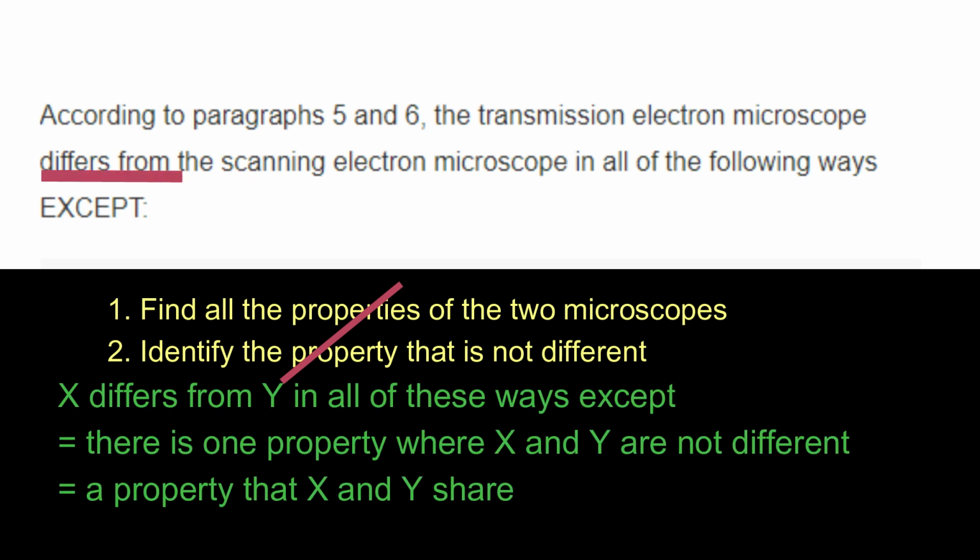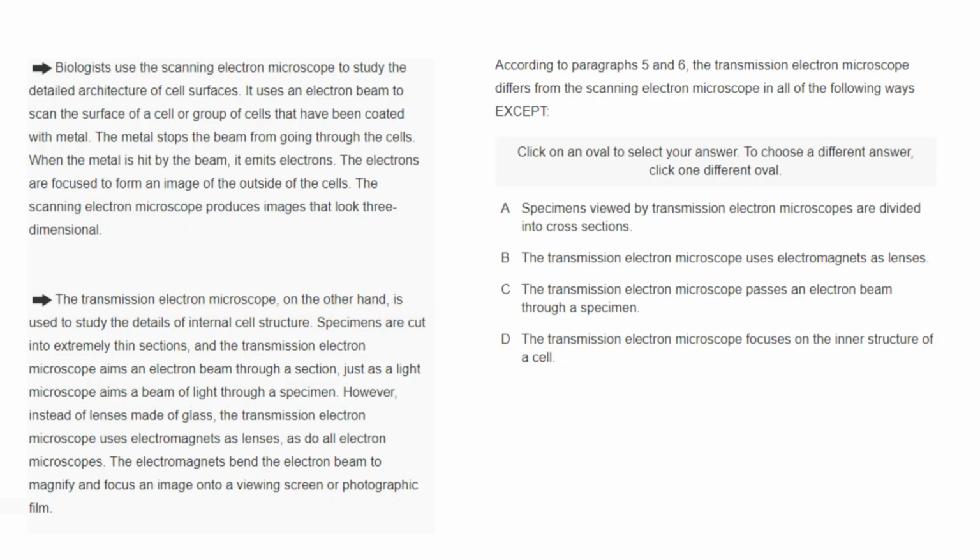The question says, X differs from Y in all of these ways except, which means there is one property where X and Y are not different. A property that X and Y share. All you need to look for is the property that is common between X and Y, so you should look for clue words of similarity.